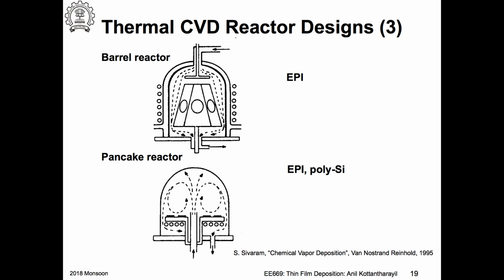So these are some other reactor designs. So this is really a barrel reactor. So it's like a barrel, right? And you keep the wafers on the sides of this barrel, and sometimes it is rotated, okay, for uniform deposition, and then there is something as an insert to control the gas flow, and this is called a pancake. So something like a pancake, right? And you have a gas coming in, and there's some flow like this. So these are mostly used for epitaxial growth of silicon.